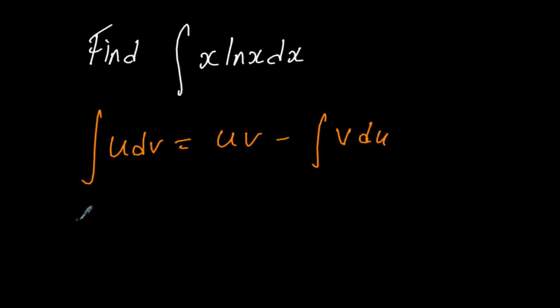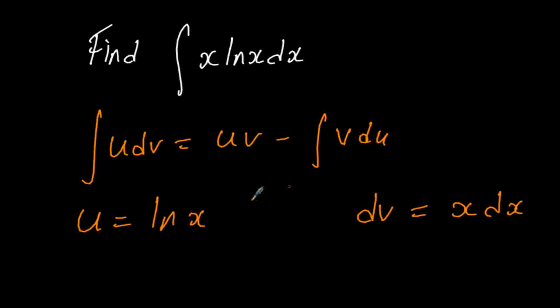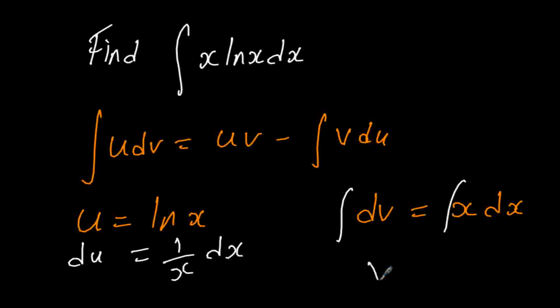So we shall let our u be ln(x) and our dv be x dx. Differentiating this, we shall have du equals 1 over x dx. And integrating this, we shall have v equals x squared over 2.